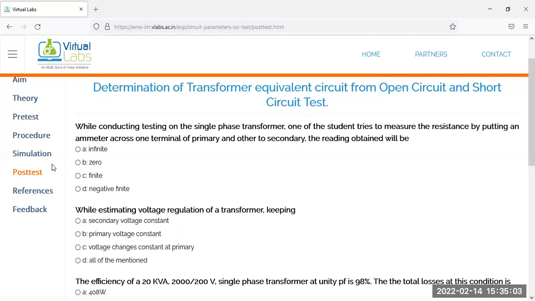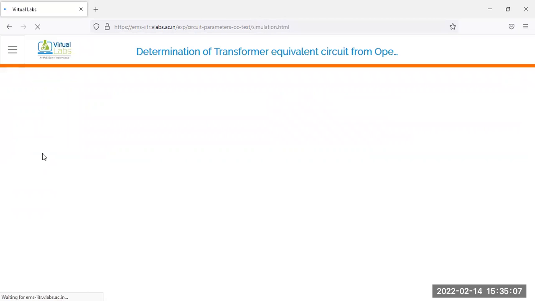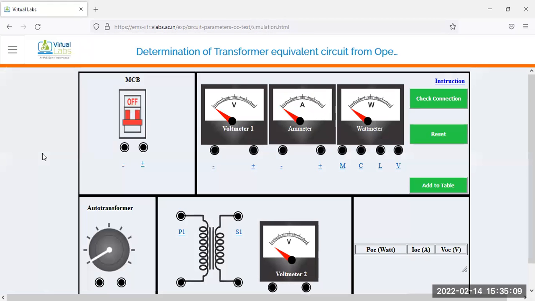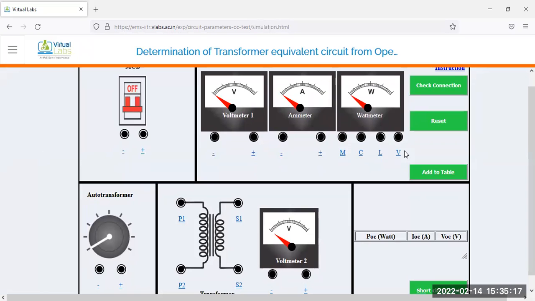So just try to complete the open circuit and short circuit test in this simulation. You will find these components. Now you are required to connect all these instruments. You may have seen a few minutes earlier how we can connect according to the circuit diagram. We just try to connect this one. So this is the MCB. Power is available here.